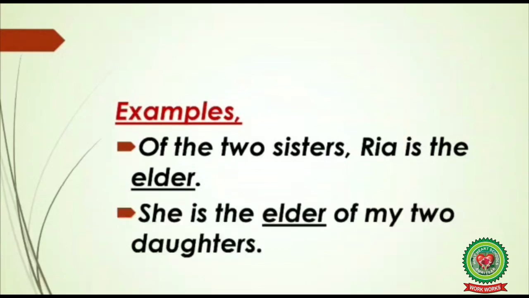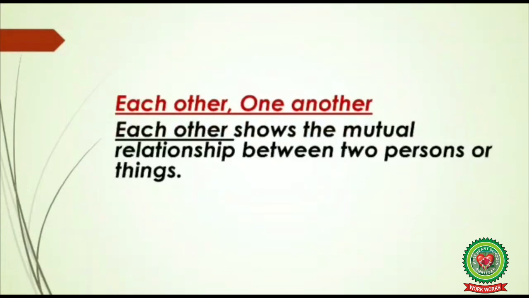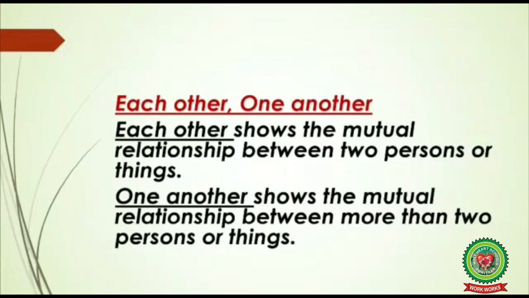She is the elder of my two daughters. Children, again we are making a choice out of two. So we will use the elder. Let's move on to each other and one another. Each other shows the mutual relationship between two persons or things, whereas one another shows the mutual relationship between more than two persons or things.